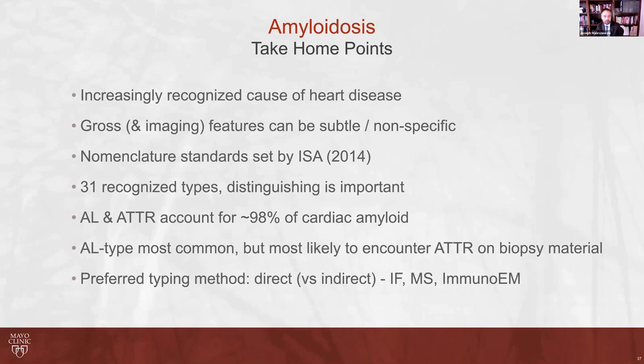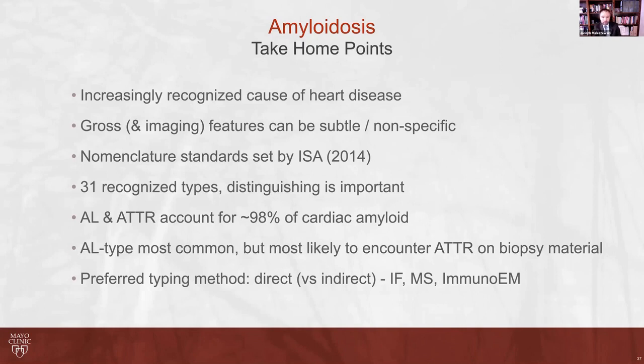Nomenclature is set by the ISA and reviewed every 2 years, and that began in 2014 and continues today. There are 31 recognized types of amyloid that can deposit in human tissues, and distinguishing them is important because the therapy is directed by virtue of those proteins. AL, light chain, and transthyretin amyloid account for the vast majority of cardiac amyloid. And while AL is the most common, TTR is probably the most common that you're likely to see on biopsy for a variety of reasons that we discussed.